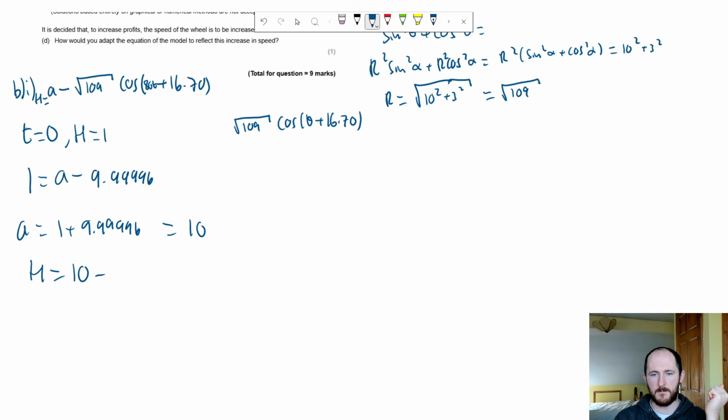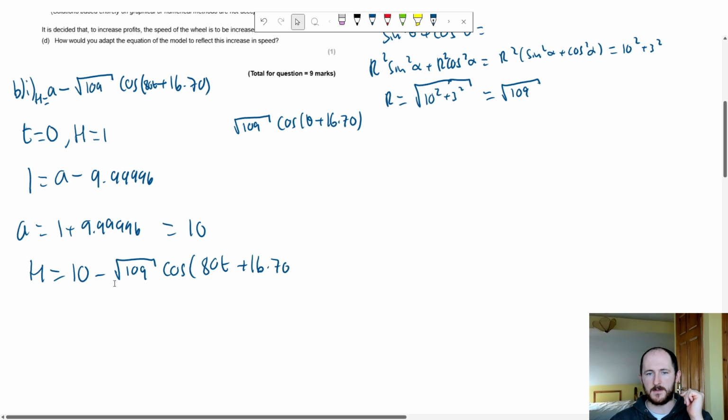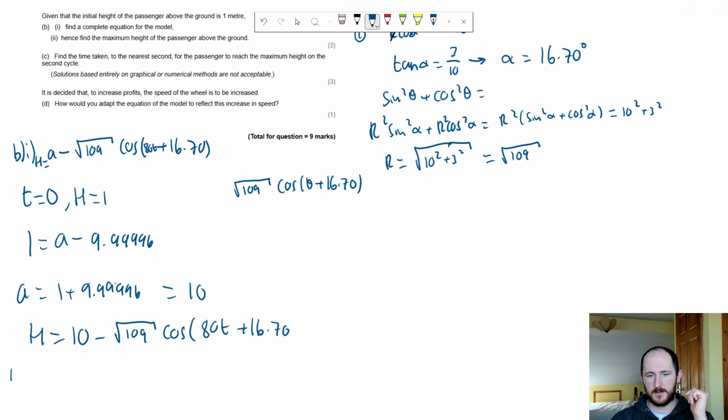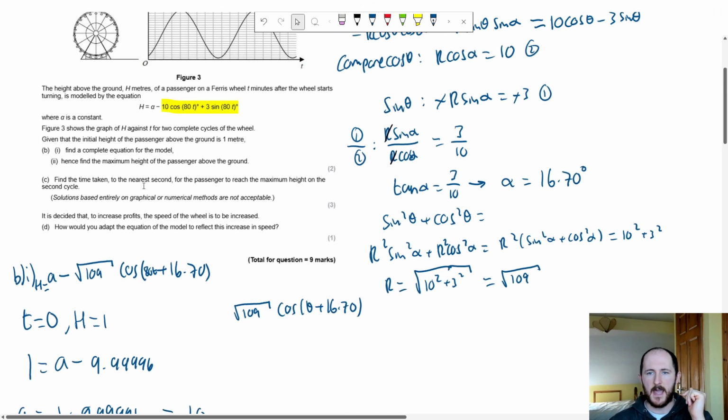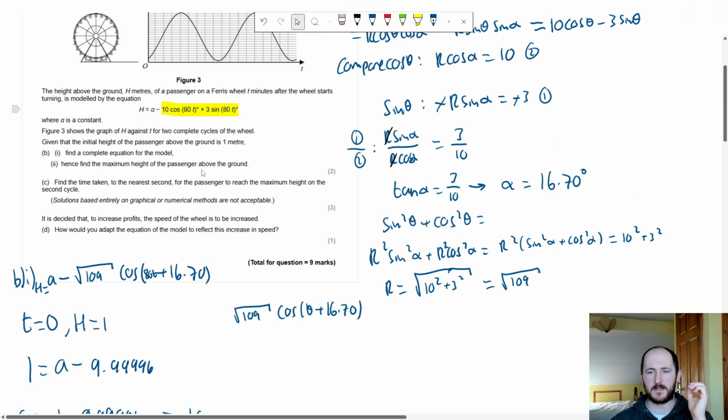So we have 10 minus the square root of 109. Let's try not to make any mistakes this time when I write it. Cos ATT plus 16.70. What does part 2 say? Part 2 says, hence find the maximum height of the passenger above the ground.